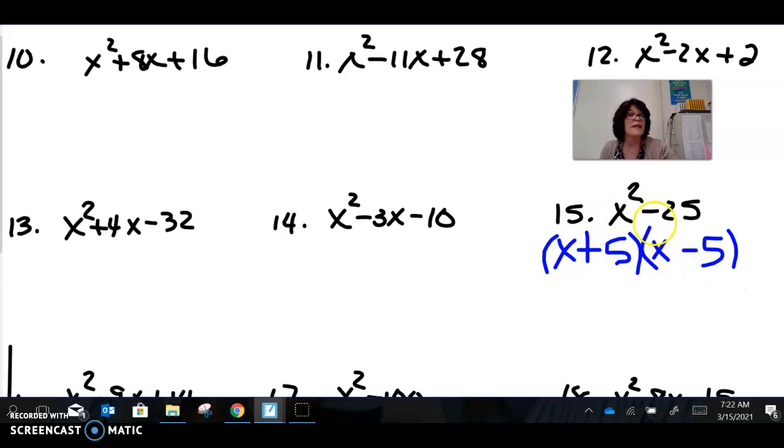If I FOIL that, I get x squared minus 5x plus 5x. That's 0 x's. That's why there are just 2 terms. The x's cancel. And then 5 times negative 5 is negative 25.